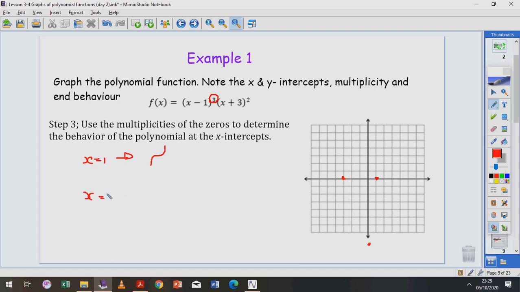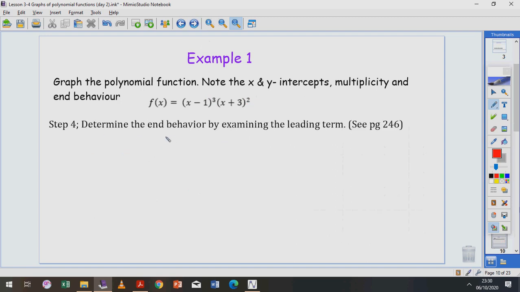At x equal to -3, you can see that the multiplicity is 2, so I expect the graph to bounce off the x-axis like that, or like this. It can bounce off the x-axis like that or like this, depending on what the other points of the graph are and what the general shape of the graph is going to look like. So this one also could cross like this, depending again on what the other points on the graph dictate my shape to be.